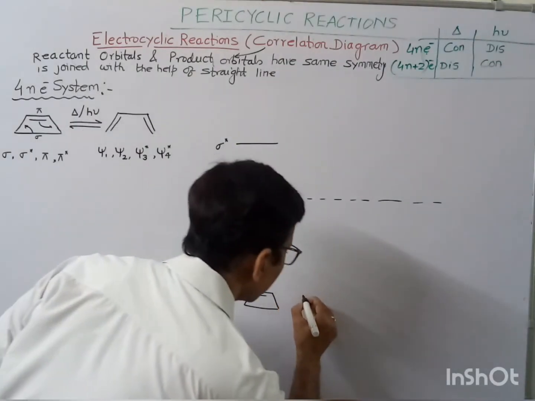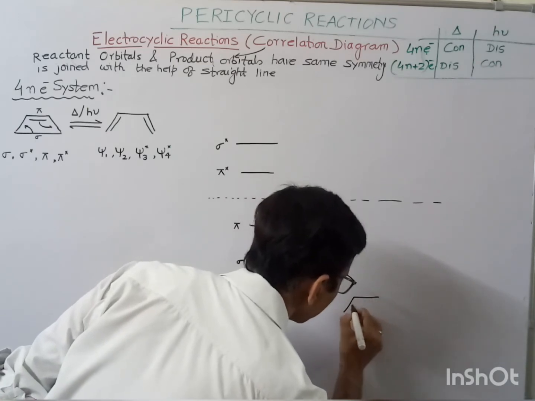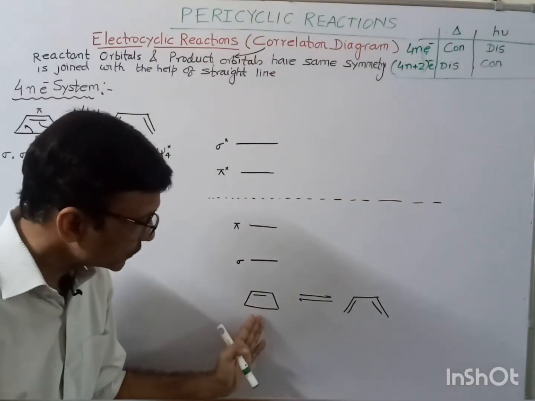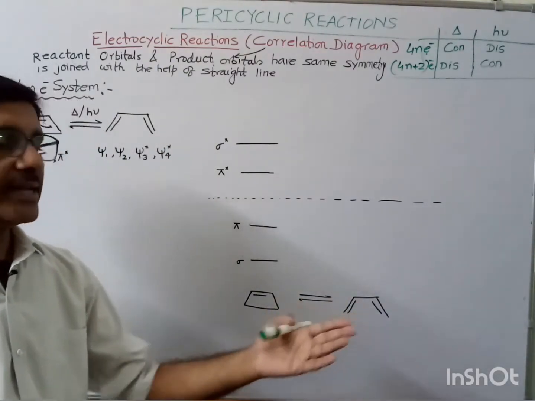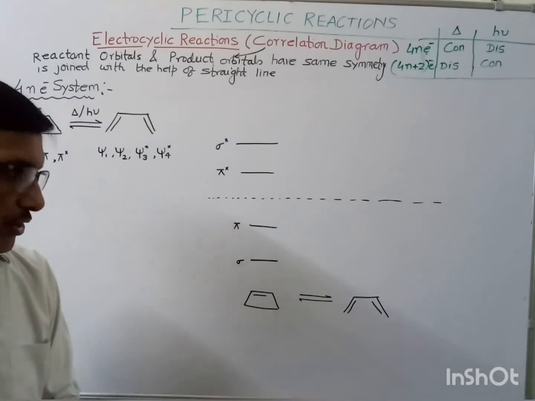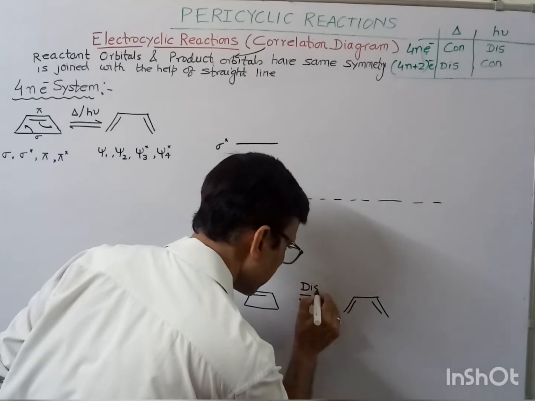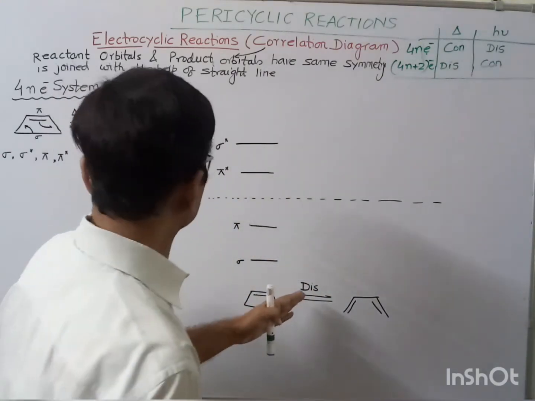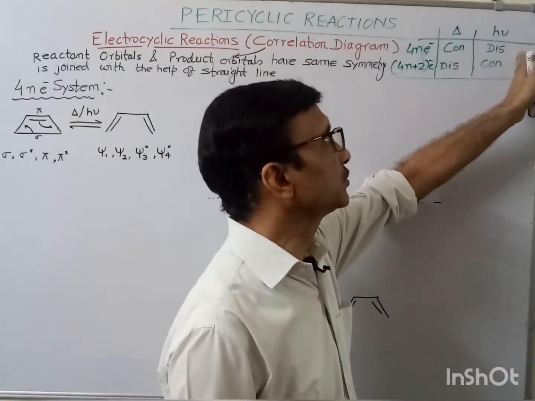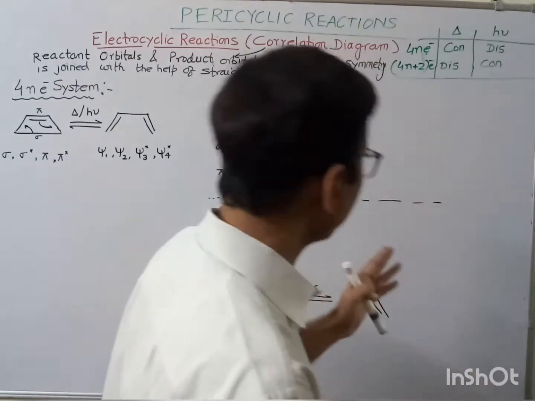Now this cyclobutene would be converted into the butadiene system. This conversion may take place either by disrotation of orbitals or by conrotation of orbitals. I will first take the disrotation. According to the selection rule, the disrotation of orbitals occurs under photochemical conditions. So this we have to analyze.